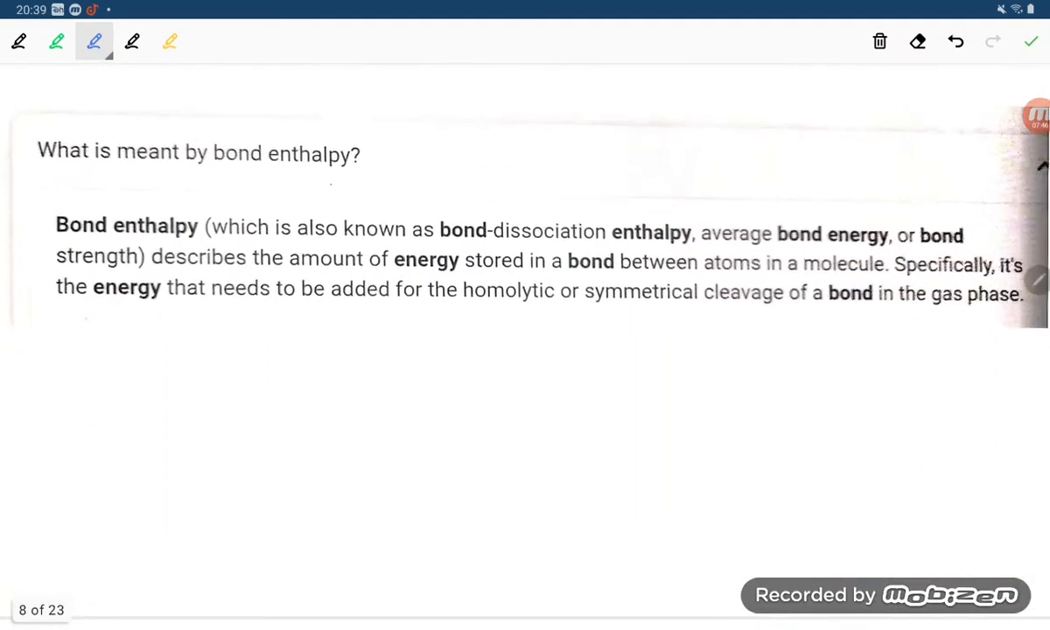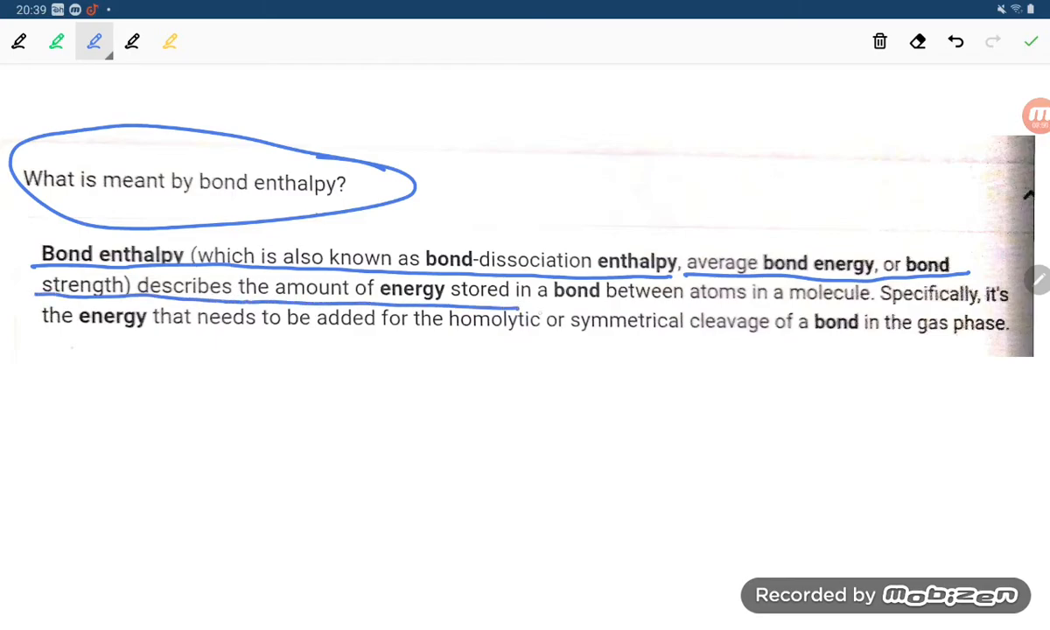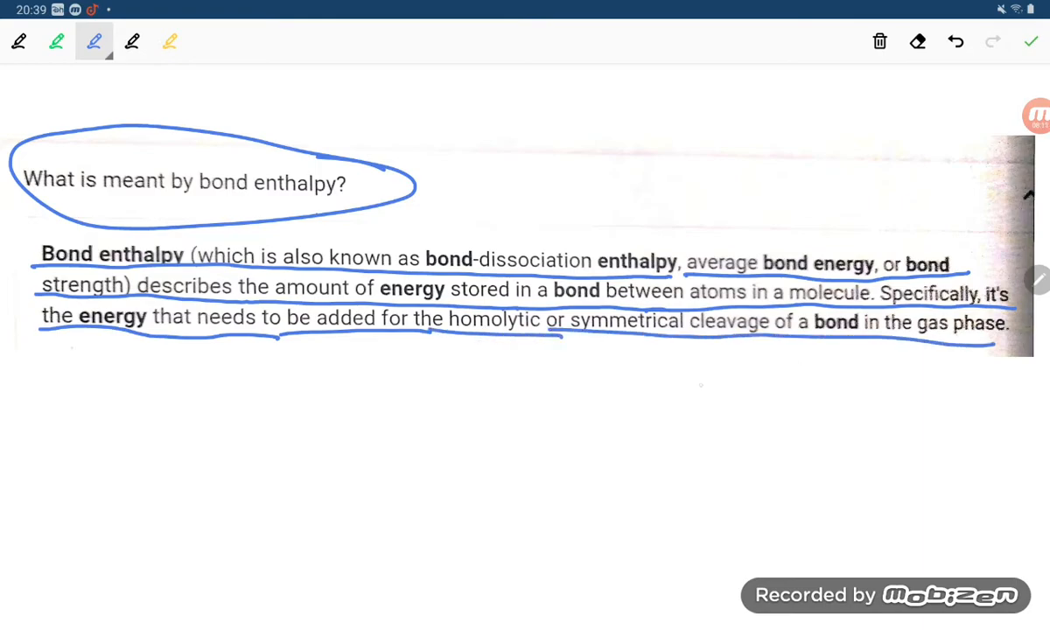Okay, students, now next one. What is meant by bond enthalpy? Bond enthalpy, which is also known as bond dissociation enthalpy or average bond energy. Bond strength describes the amount of energy stored in a bond between atoms in a molecule. Specifically, it is the energy that needs to be added for the homolytic symmetrical cleavage of the bond in the gas phase.